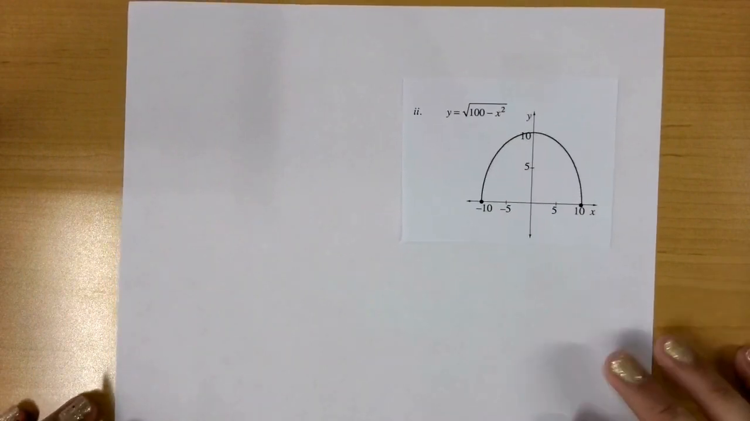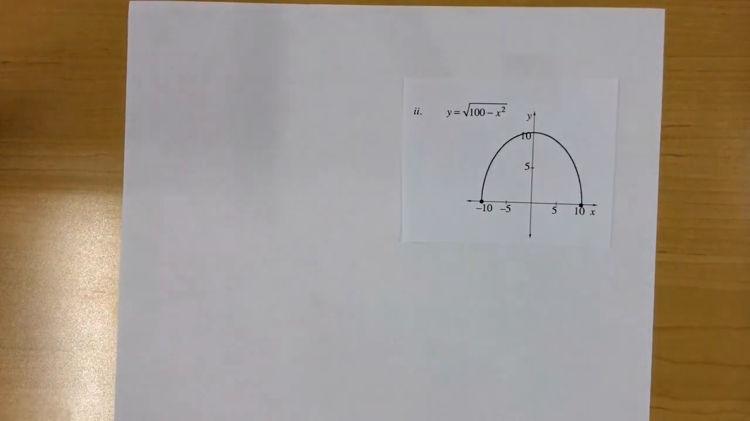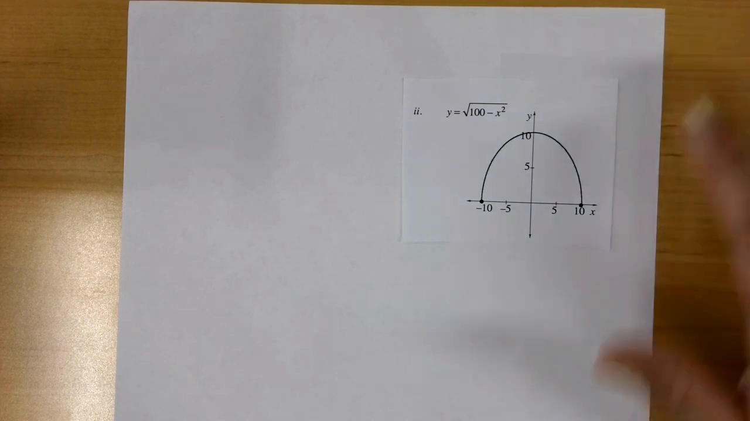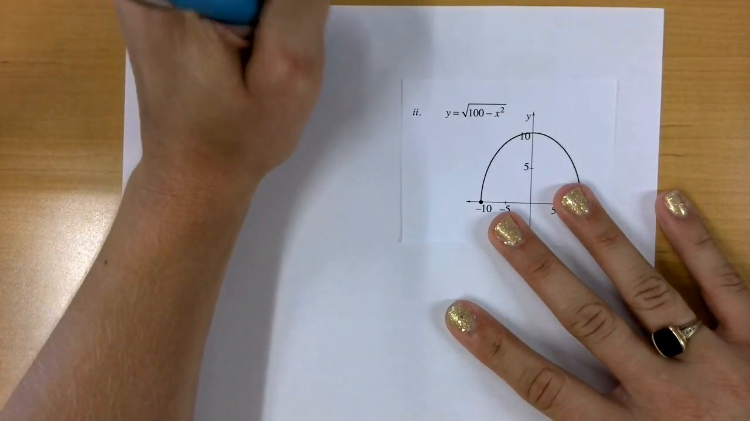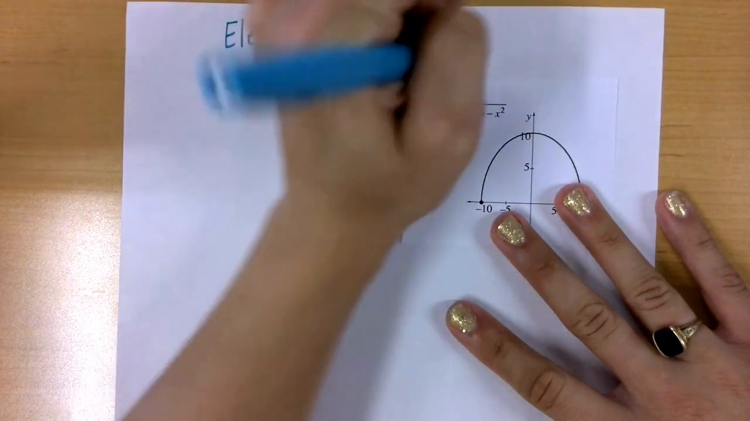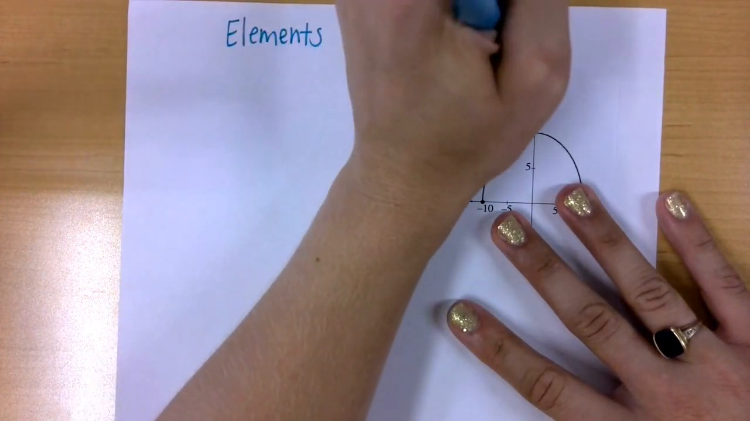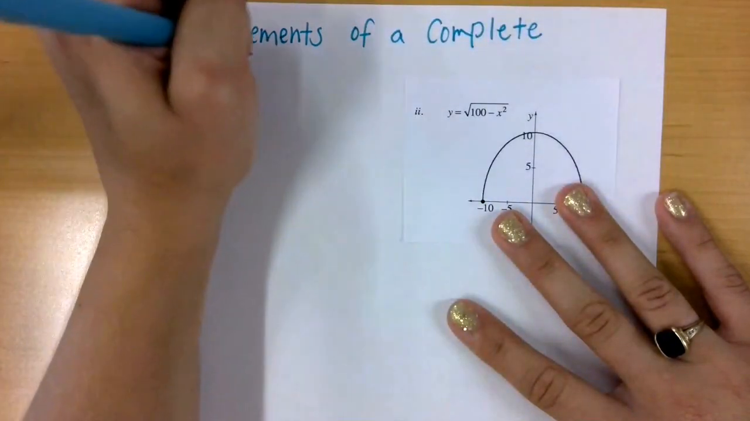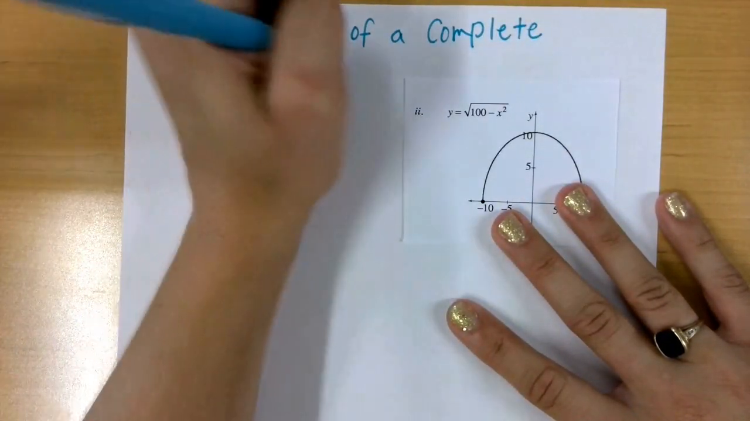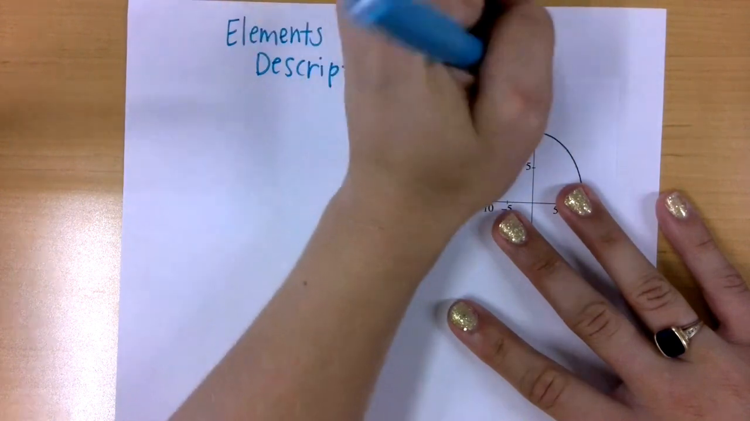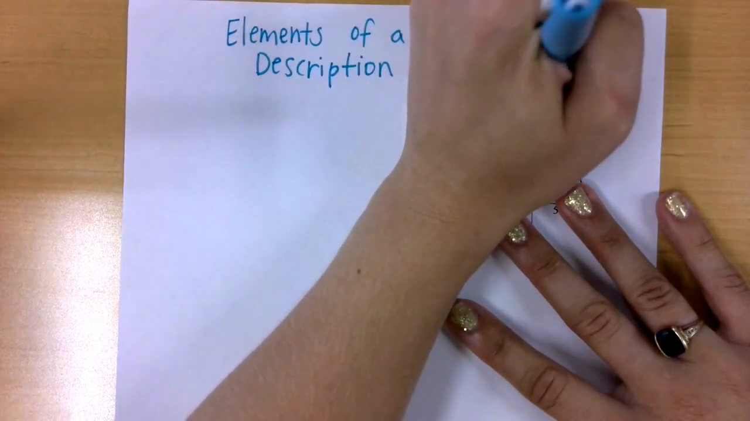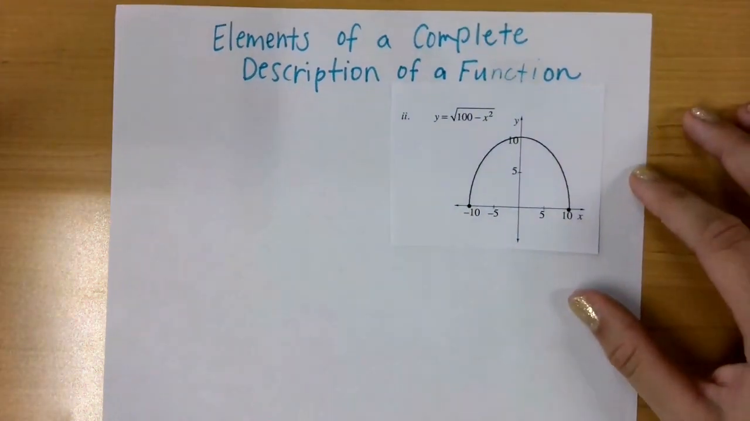I have a graph here that came from one of our groups yesterday during our function investigation, and I'm going to use that as my example. So as a title in your notes, I'm going to write "Elements of a Complete Description of a Function." I have some tape there, so it's kind of hard to see.